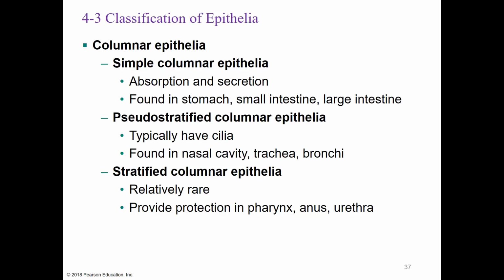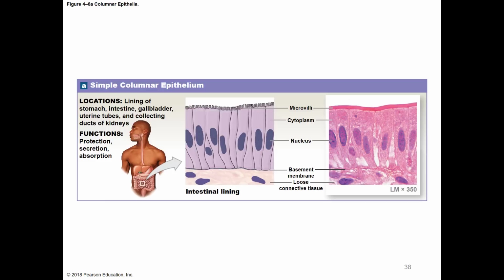So simple columnar is when we have one cell layer thick, and simple columnar is going to be found lining the stomach, small intestine, and large intestine, and it's really great for absorption and secretion. Stratified columnar epithelia means multiple layers of columns, and it is relatively rare, and you'll find it in the pharynx, anus, and urethra. So let's take a look at what those look like.